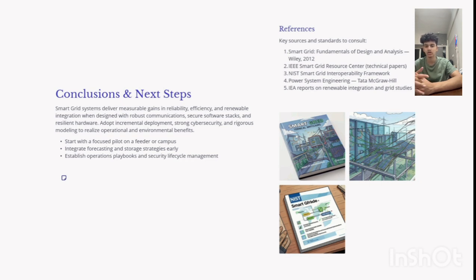So the conclusion and next steps to make the smart grid system better: it can improve reliability, efficiency, and renewable energy integration. Successful implementation requires phased deployment, strong cybersecurity, and continuous monitoring and optimization. Smart grid technology is transforming traditional power networks into intelligent, efficient, secure, and sustainable energy systems for the future. Thank you.